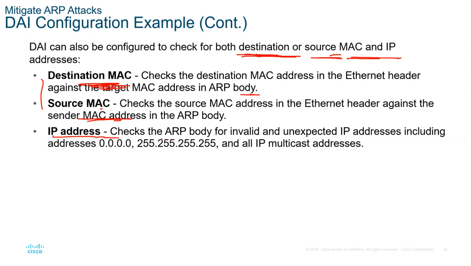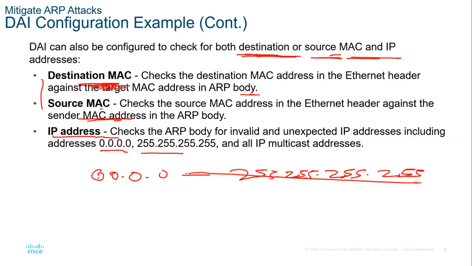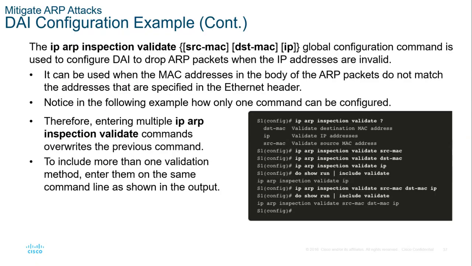It checks the ARP body for invalid or unexpected IP addresses, including addresses from 0.0.0.0 up to 255.255.255.255 and all IP multicast addresses. So this is the range of addresses. All the IPv4 addresses that you know fall in that range. Here we have the example, still about DAI.